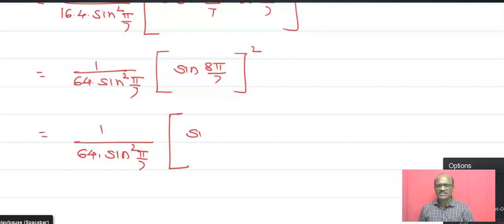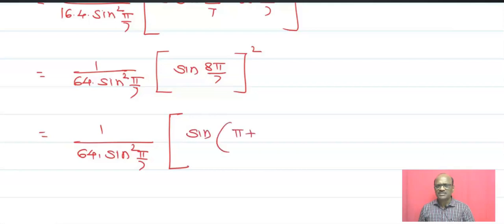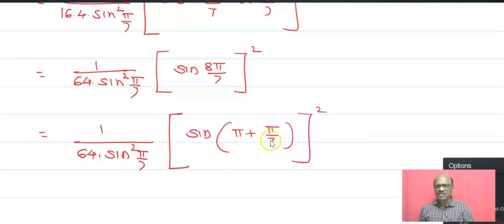It is written like this. That is pi plus pi by 7. Now here pi plus pi by 7 means sine of pi plus theta. Sine of pi plus theta is nothing but minus sine of theta. Means what? Minus sine of pi by 7 and bracket square. Now this bracket square means what? Minus minus will become plus. It will become sine square pi by 7. And to the numerator you have sine square pi by 7, and to the denominator sine square pi by 7. These two terms get cancelled. And you get 1 upon 64.